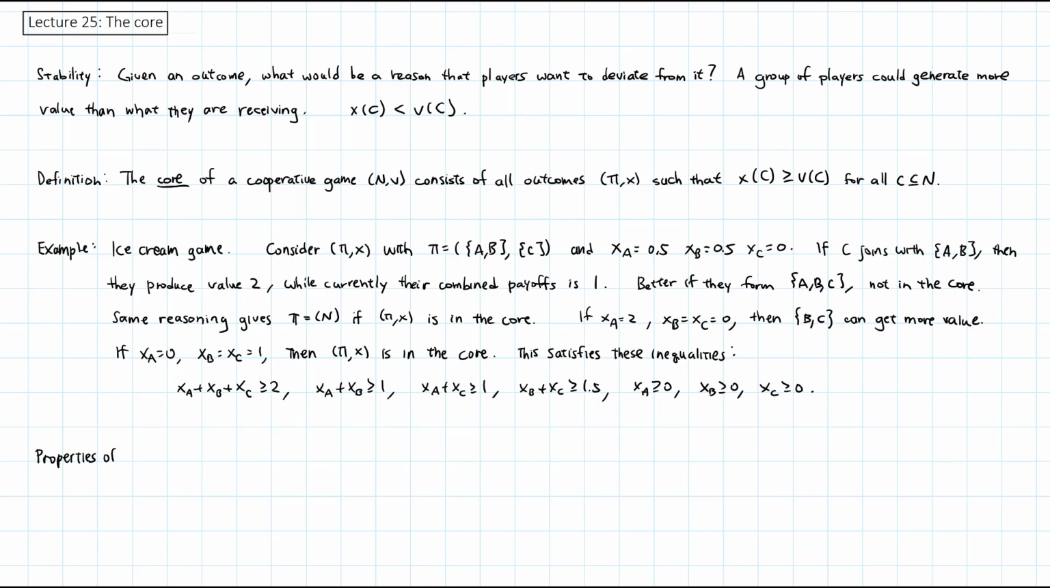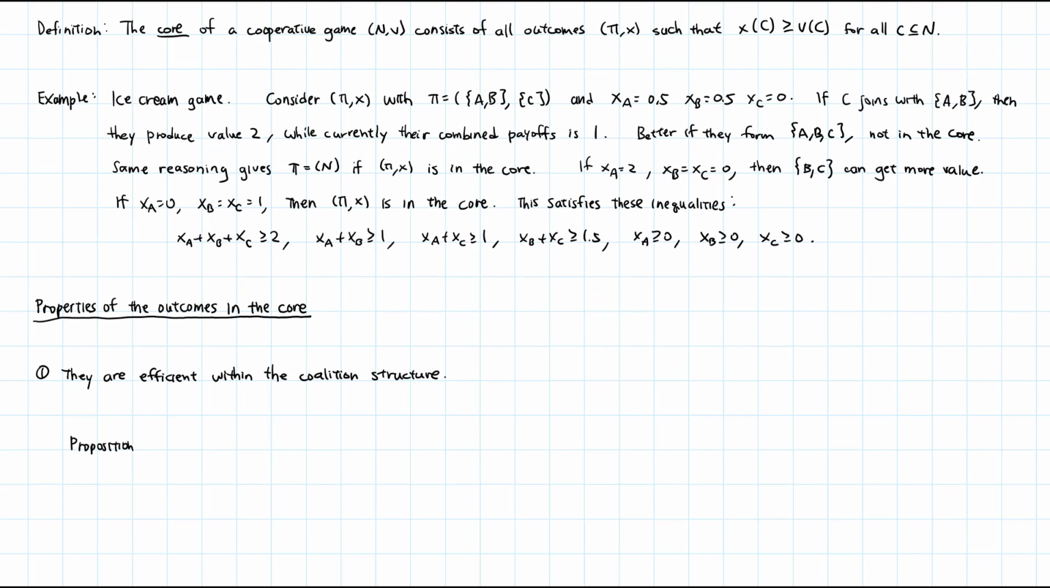We now look at two basic properties of the outcomes that are in the core. First, they are efficient within the coalition structure. Here is the proposition. If (π, x) is in the core, then x(C) is equal to v(C) for each coalition C in the coalition structure π. The proof of this is pretty short, so take a few moments to see if you can prove this yourself.